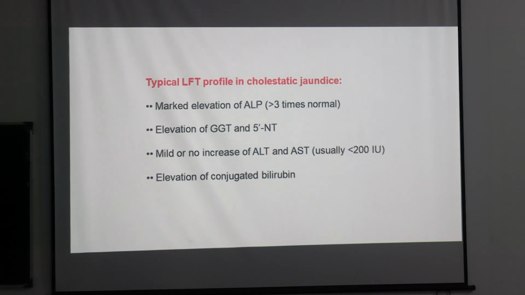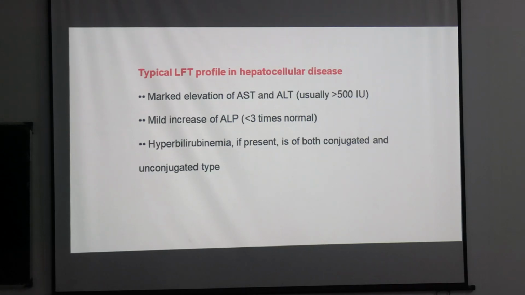Typical LFT profile in cholestatic jaundice: marked elevation of ALP, elevation of GGT and 5' NT, mild or no increase of ALT and AST, elevation of conjugated bilirubin. So, by liver function test, we can differentiate cholestatic jaundice or obstructive jaundice from hepatocellular jaundice.